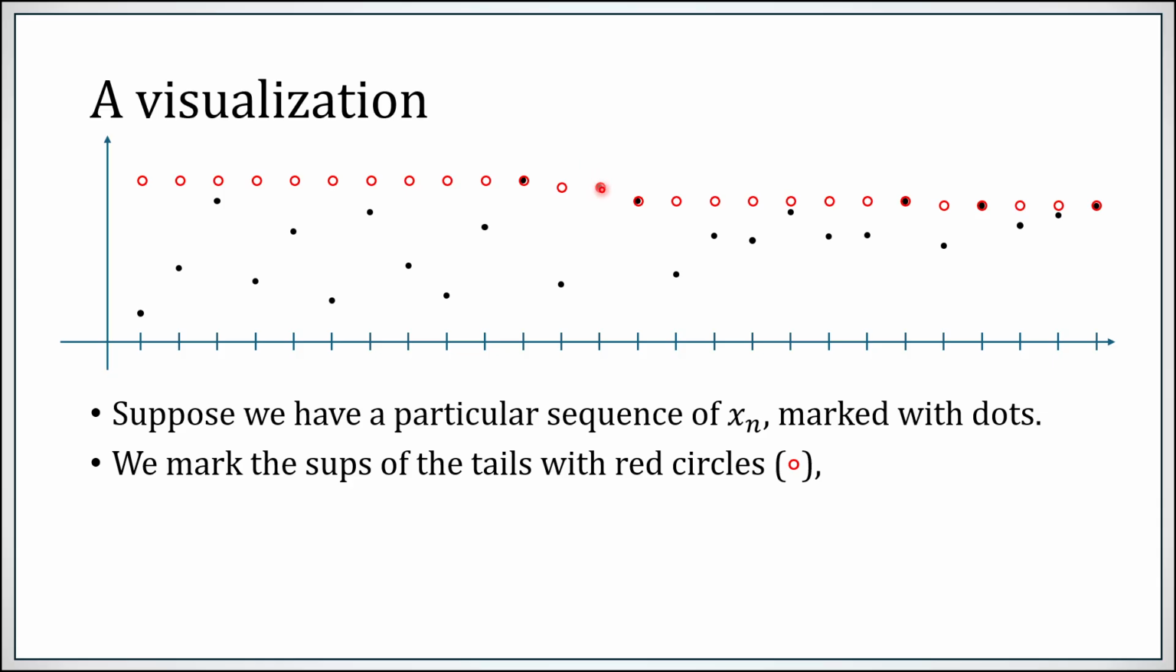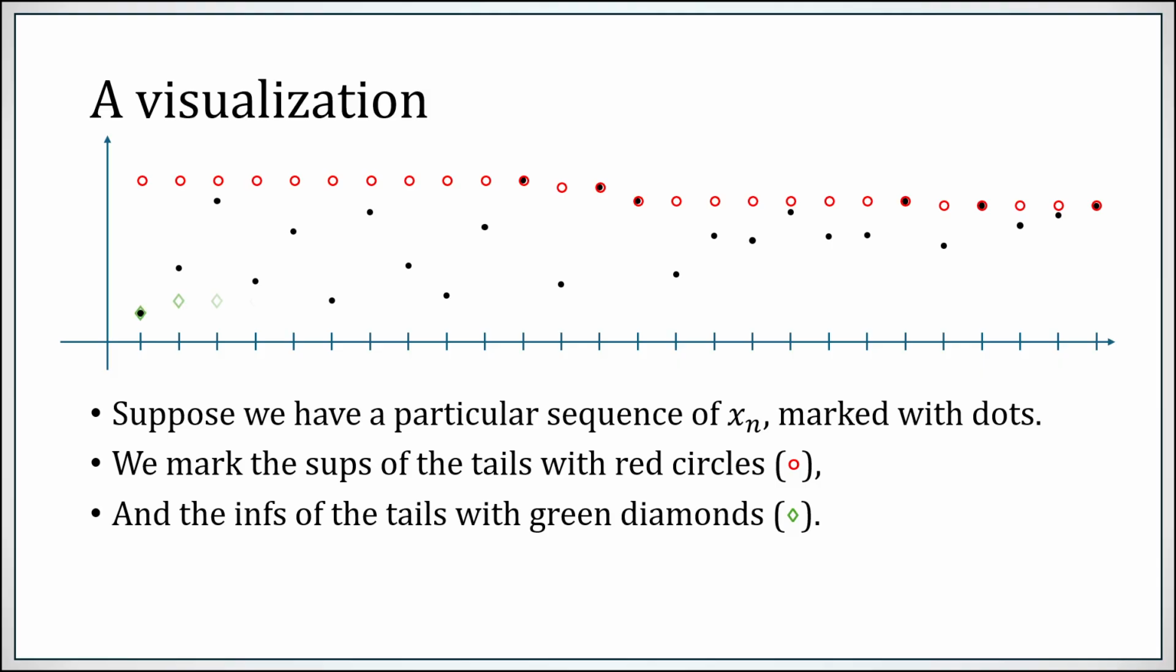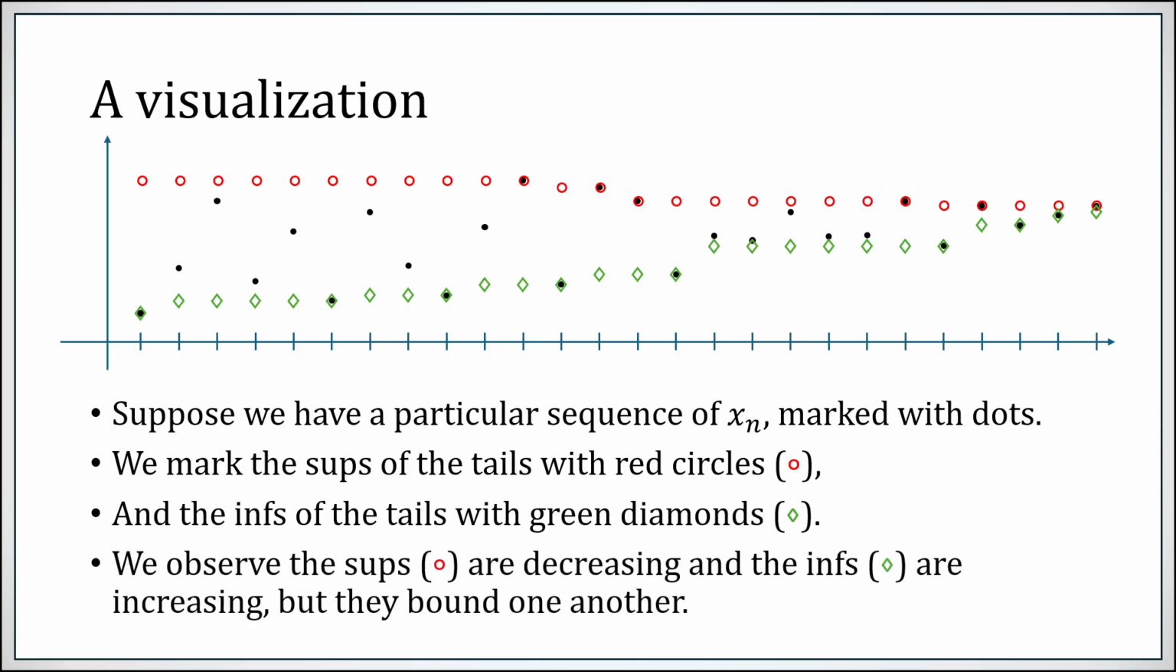But once this value is excluded, I now see a different largest value. As we move on, our sups can only go down. What about our infs? They can only go up as we start looking at successive tails. So the sups are a monotone decreasing sequence, the infs are a monotone increasing sequence, and they bound one another.